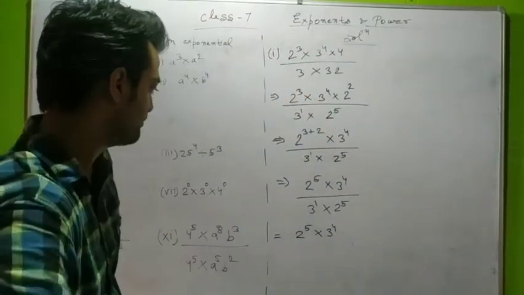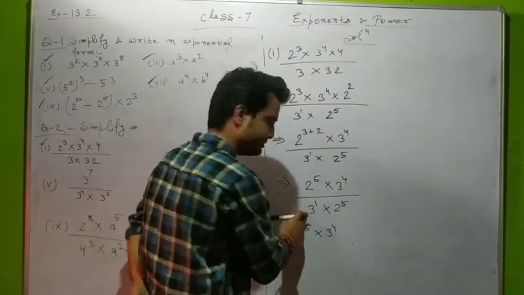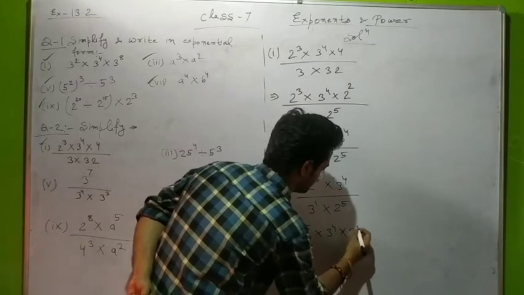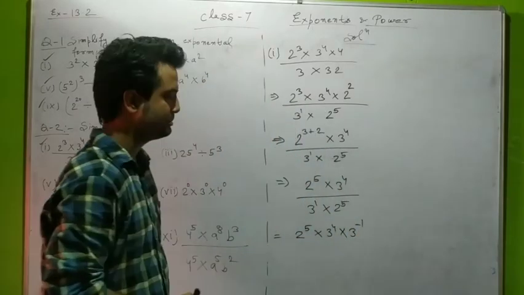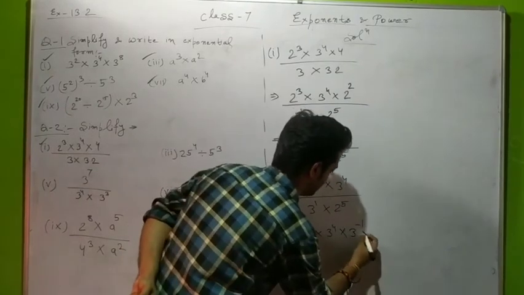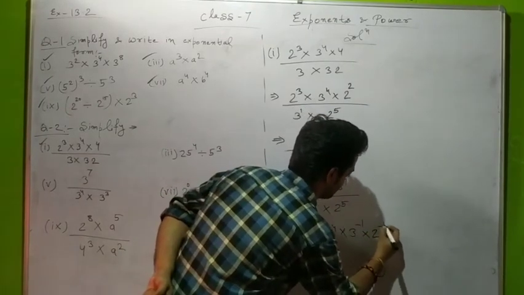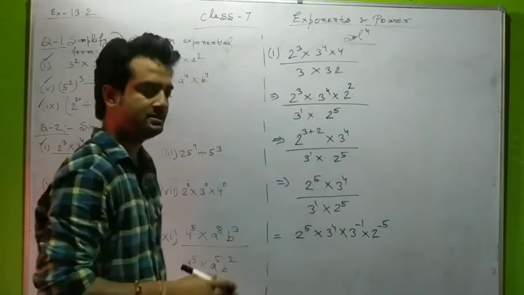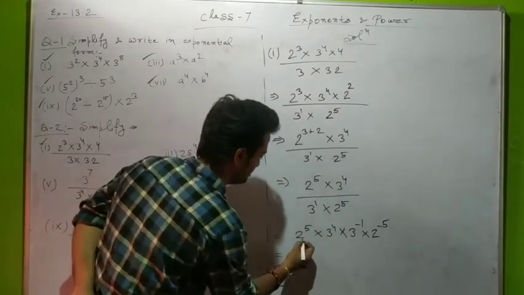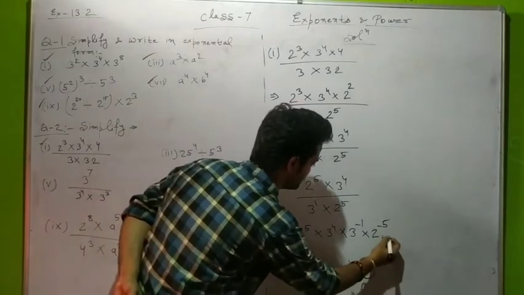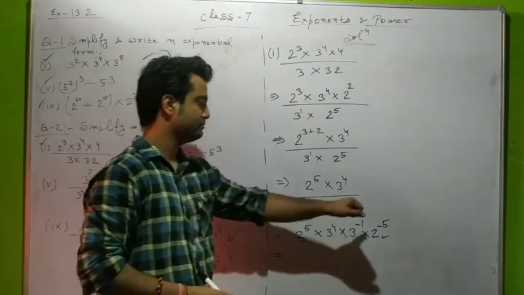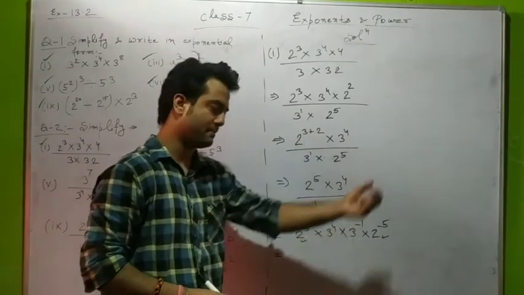Okay, let's proceed. So if it is 1 upon 3 raised to the power 1, it can be written as 3 raised to the power minus 1. And if it is 1 upon 2 raised to the power 5, it can be written as 2 raised to the power minus 5. Easy. Now again, we will combine the numbers having the same base. 2 is here, 2 is here. Here 2 has the exponent 5. Here 2 has the exponent minus 5.